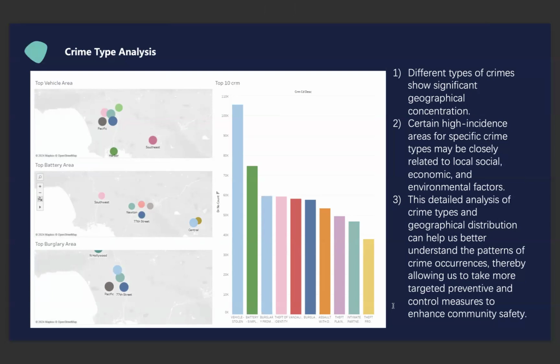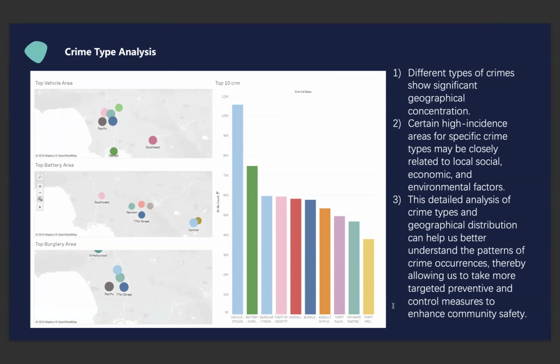All right, and then we go to the crime type analysis, because the different types of crimes show significant geographical concentration, and certain high incident areas for a specific crime type may be closely related to the local social, economic, and environmental factors. This detailed analysis of crime types and geographical distribution can help us better understand the patterns of crime occurrence, thereby allowing us to take more targeted preventative and control measures to enhance community safety.